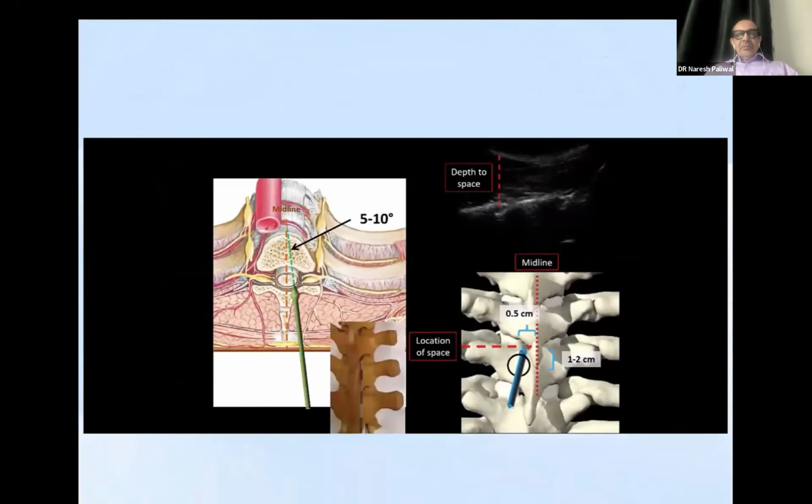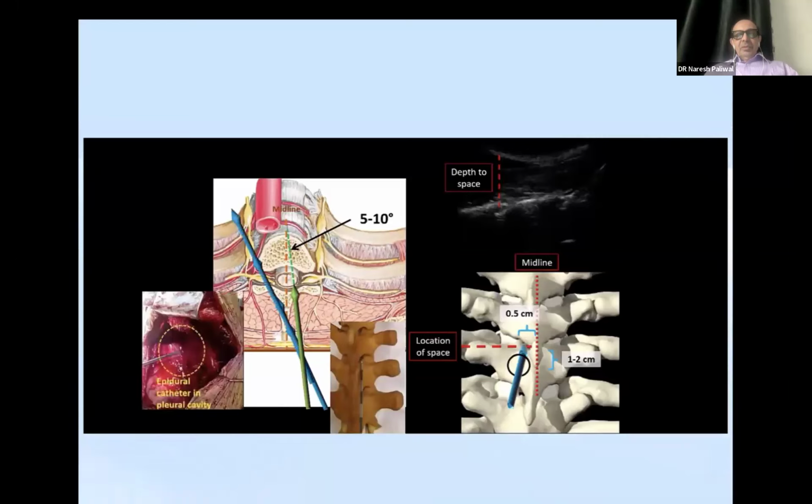Many times it happens that when you think you are in the midline approach, the needle skips through your interspinous ligament and finally you end up in a paraspinous approach. The angle should not be more than 5 to 10 degrees. Otherwise, you may end up going towards the opposite side paravertebral space or even the intercostal or pleural space.